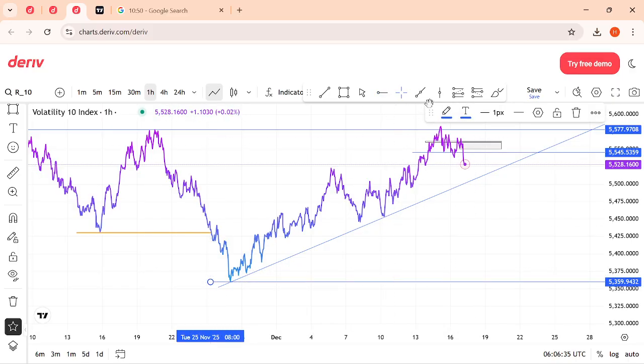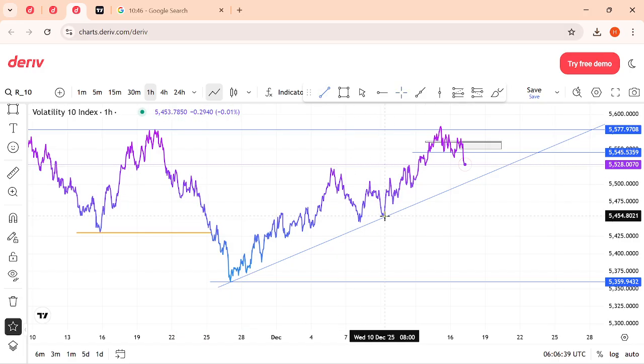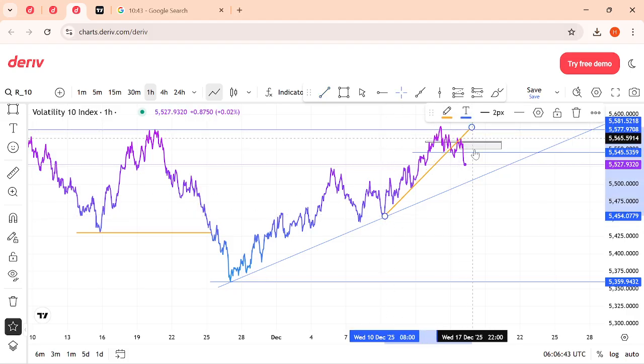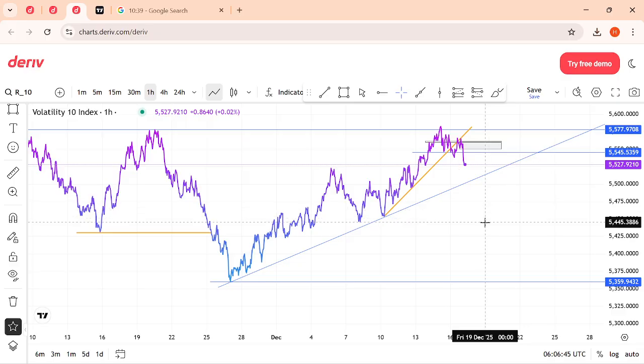But then one thing we can easily see on the smaller time frame is that price has respected this area here for a break.